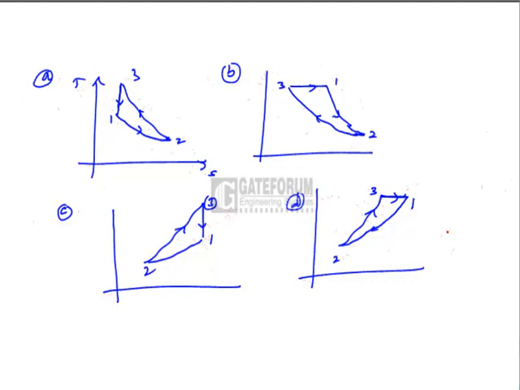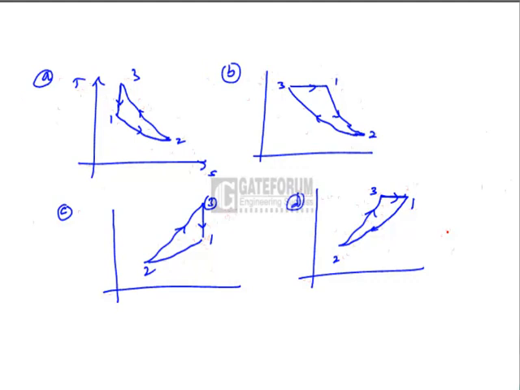Looking at the 2 to 3 process, it is the constant volume heating because pressure is increasing. It is a vertical line, it is a constant volume. Because pressure is increasing, it is heating. So entropy must increase, temperature also must increase in the process 2 to 3. So that option is there in C and D.